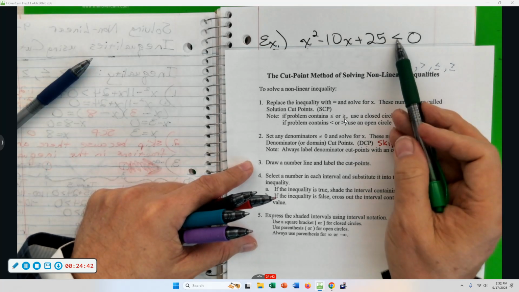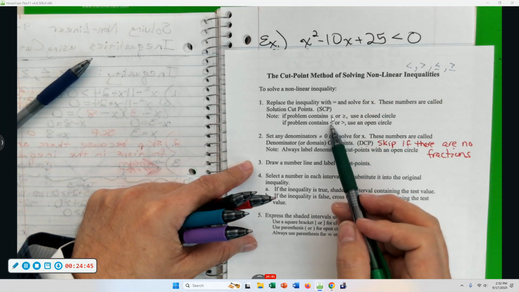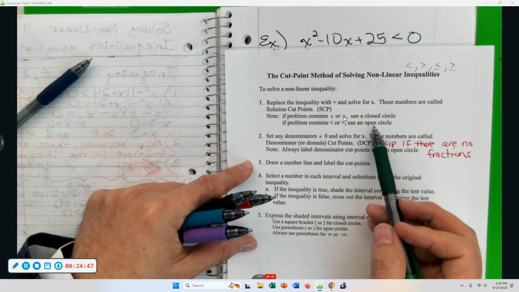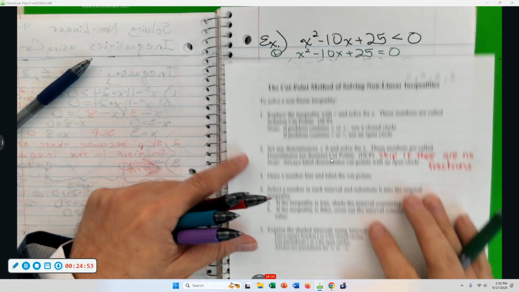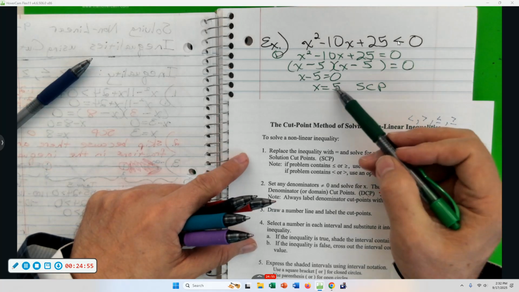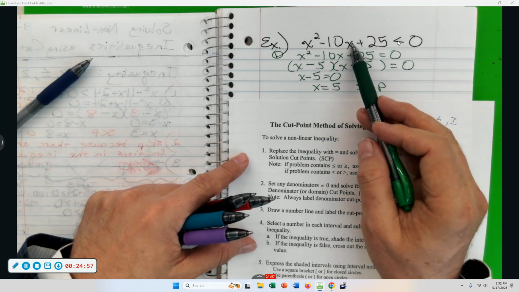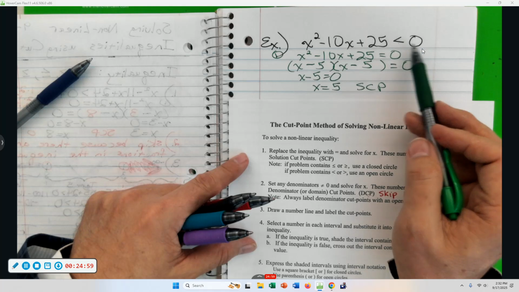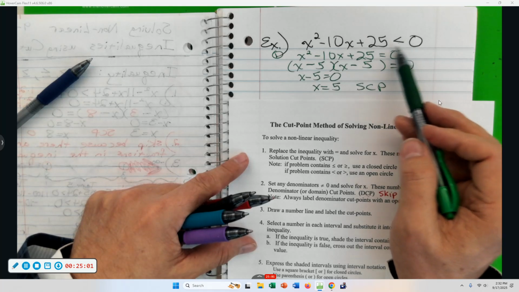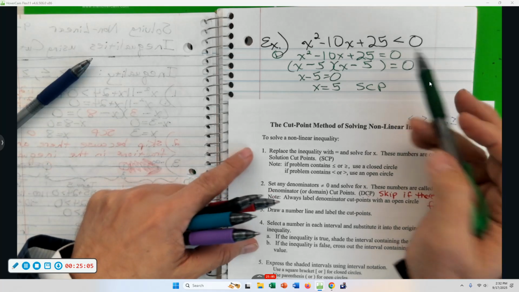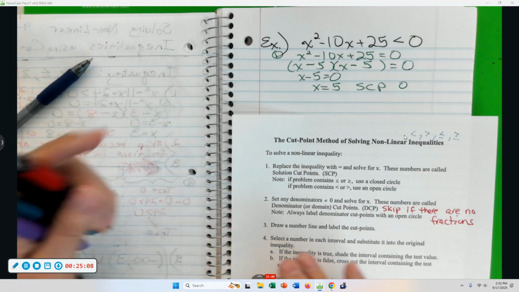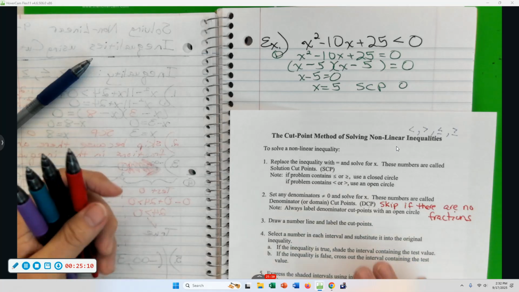We just have a less than. If it's just a less than, what do you use? Open circle. A closed circle means it makes the inequality true. In this case, if you plugged in 5, you'd get 0 is less than 0. Well, no, it isn't. It's equal to. So if it were equal to, then you'd use a closed circle. But there's no equality, so it's another open circle situation.